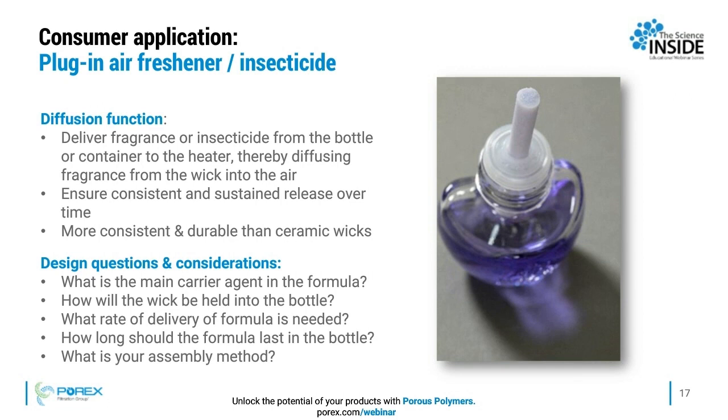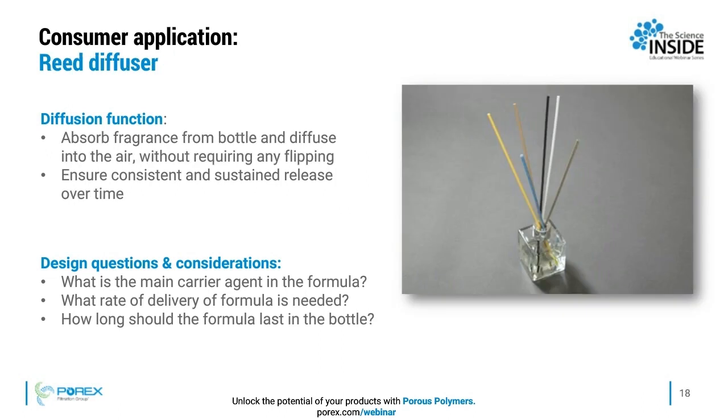Another example of evaporative diffusion is a reed diffuser. Instead of using a heater or a plug-in air freshener like the previous example, this is using a passive method of diffusing formula into the air. And this is really important to understand the volatility of the formula, so you know whether your bottle needs to be airtight, how you'll hold the reeds in the bottle. And again, understanding what rate of delivery you want will help to define what pore structure you need, which will influence the evaporation rate. We'll talk about pore structure and how that influences evaporation and diffusion later in the webinar.